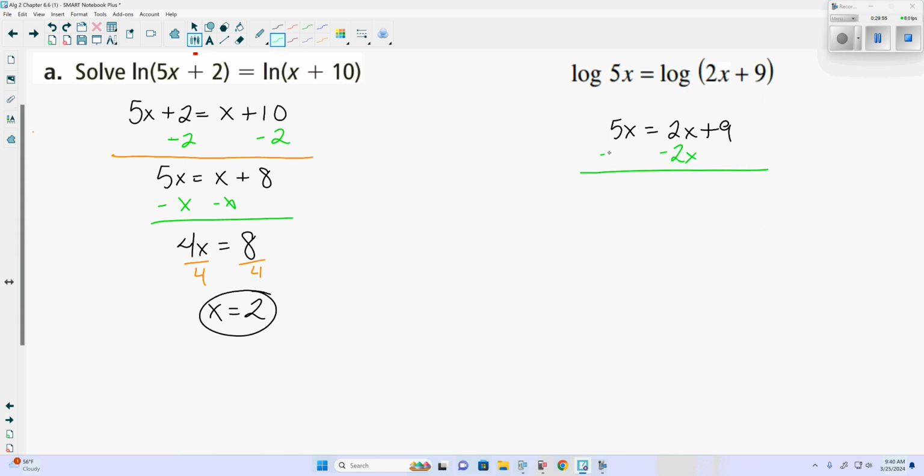So again, just like the previous ones, we are solving for x. Subtract 2x, 3x equals 9. Divide by 3.